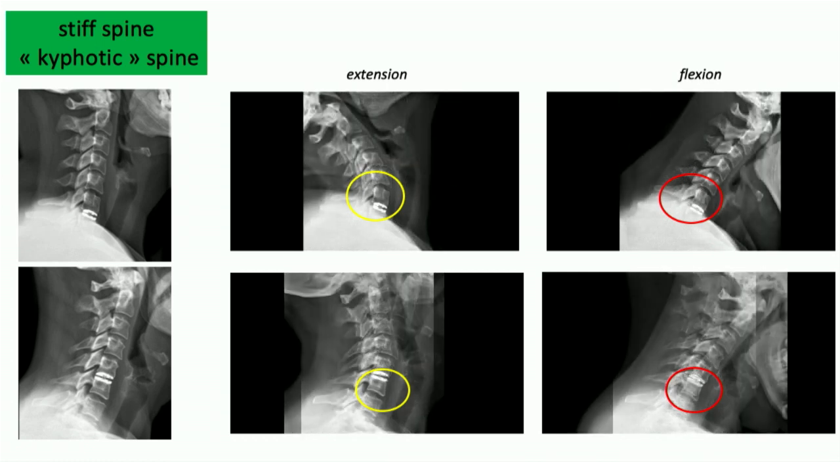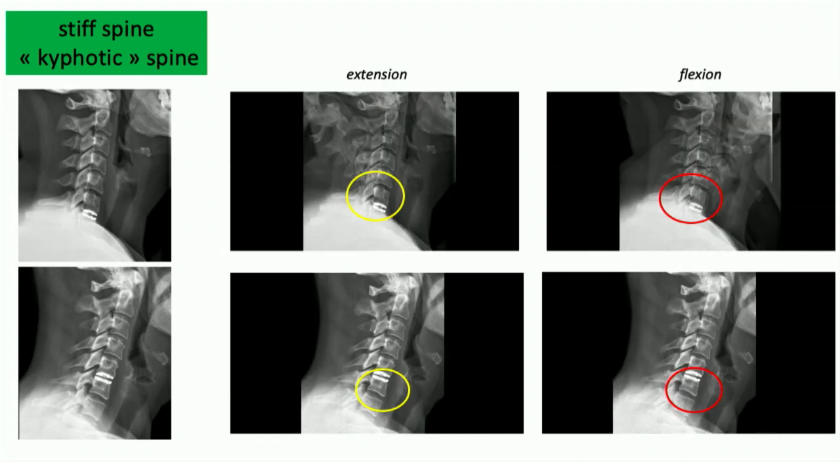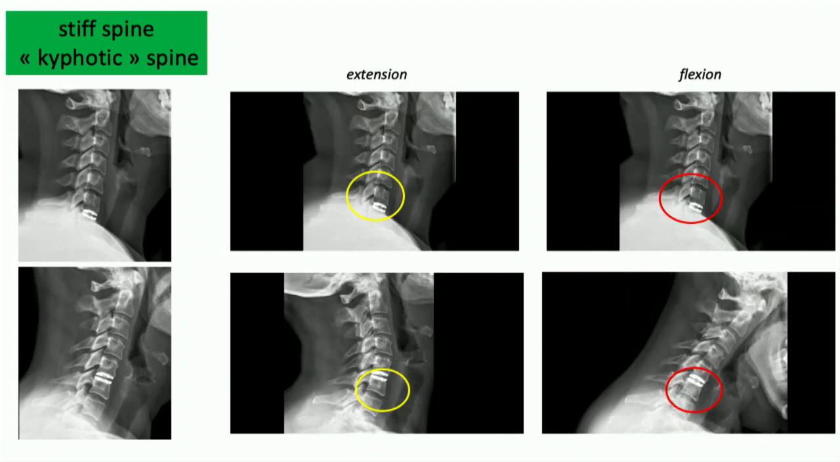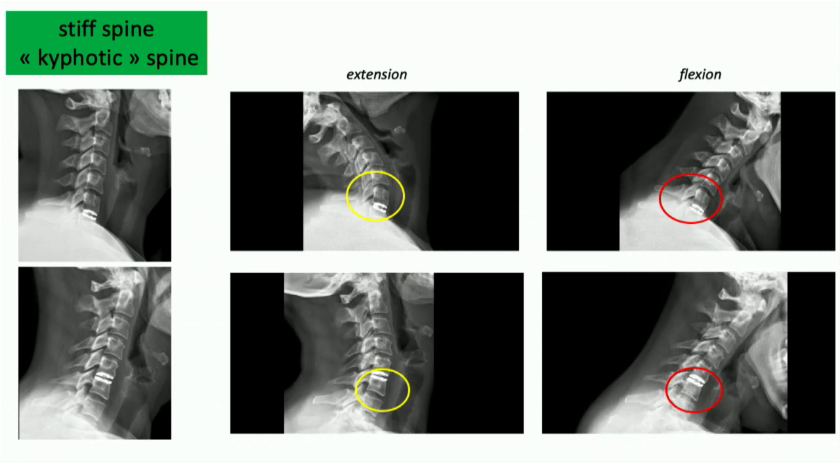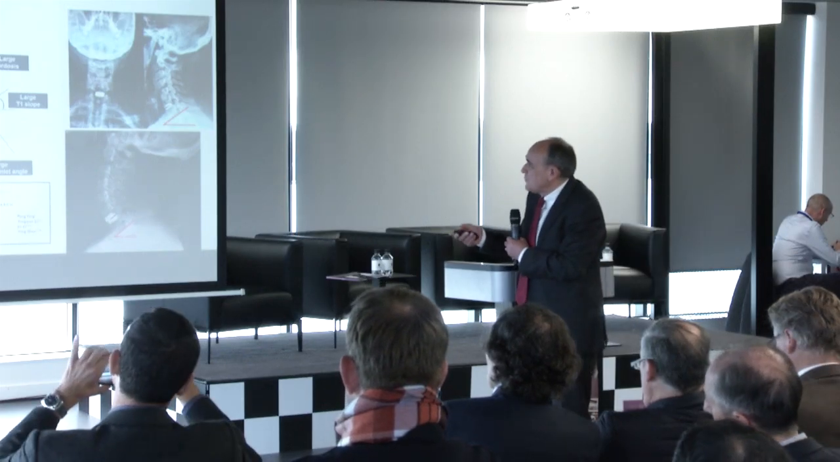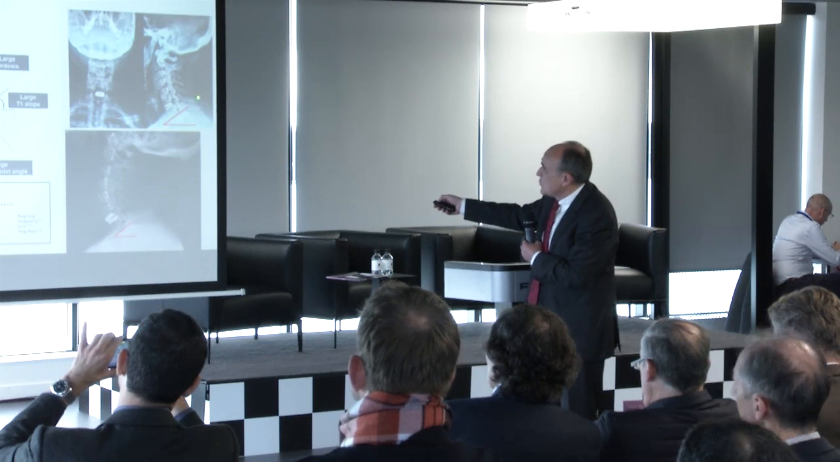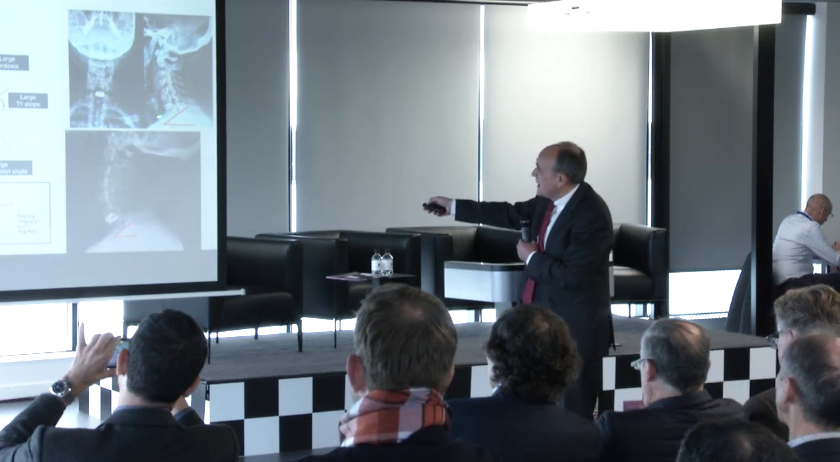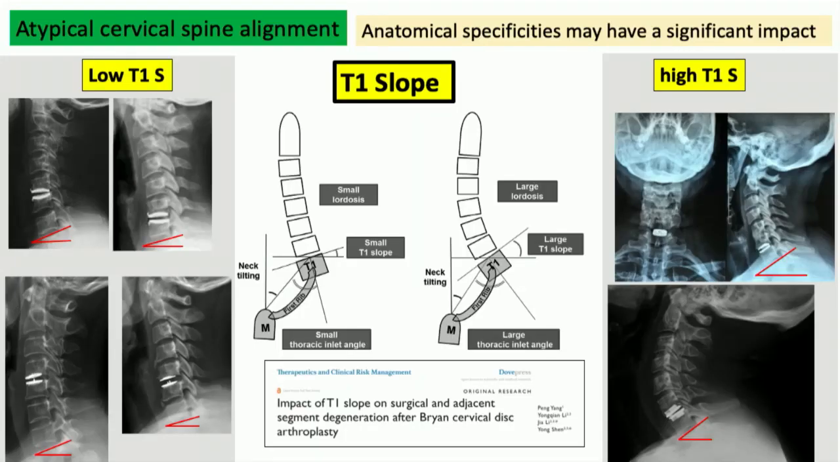So do we have any solution to predict those patients with more adaptation possibility for extension? There is a very interesting paper published regarding the impact of the T1 slope. I think it is very interesting because if you look at your patient, even if you don't do animation as I did, you have patients with a very high T1 slope.